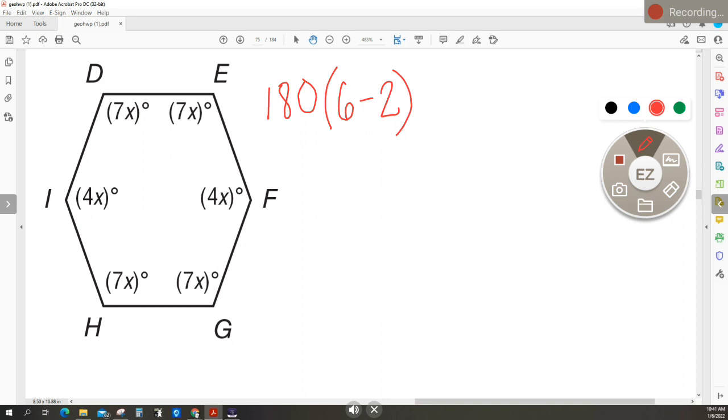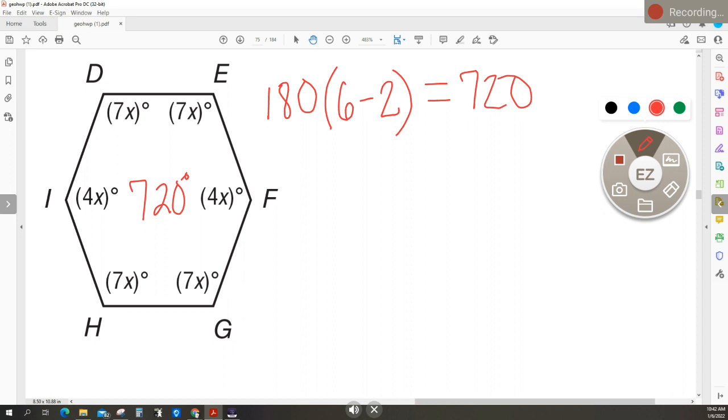Okay? So, does anybody know what that is? Y'all have calculators. Use them. 720. So that tells us that all of these angles inside here add up to 720 degrees. So if we want to solve this, we'll just add up all the angle measures and set that equal to 720 degrees and then solve for x.